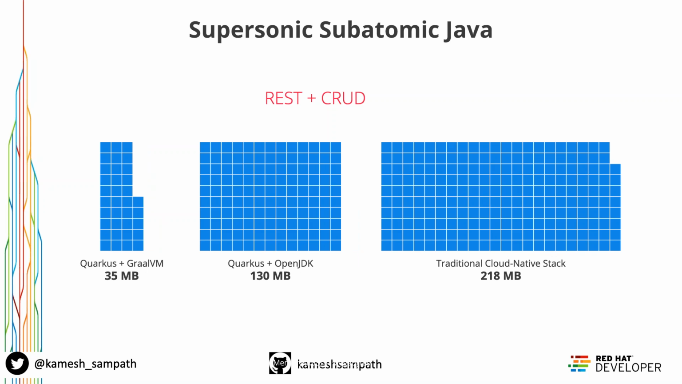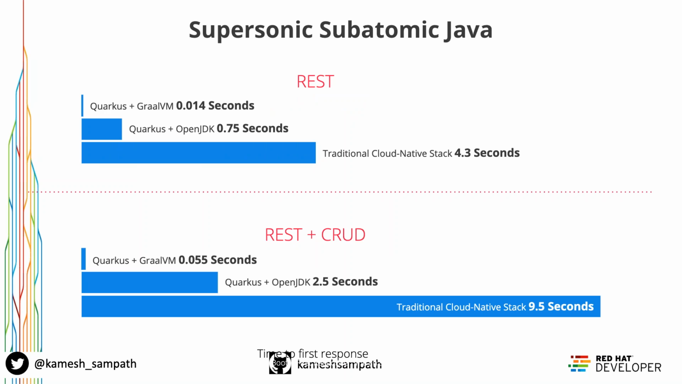This is REST plus CRUD. If you see this, with the traditional cloud native stack with Hibernate and all these things put inside, it's going to take you 218 MB. Spring Boot, in fact, takes you 450 MB plus for the same case. And then with Quarkus, it went up to 230 MB in JVM mode. And if it's going to be in a GraalVM mode, it's going to be 35 MB with native compilation.